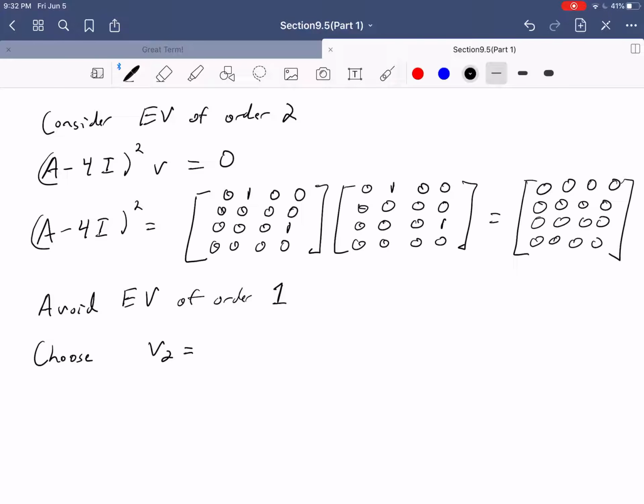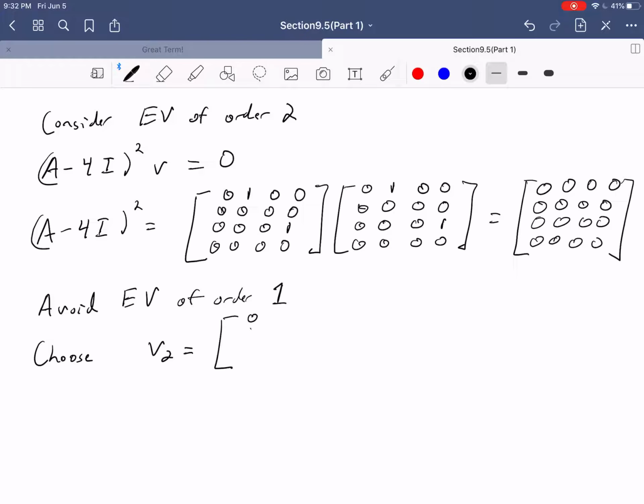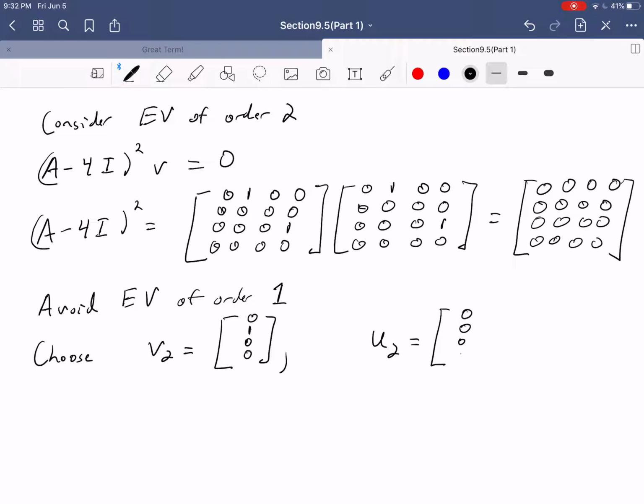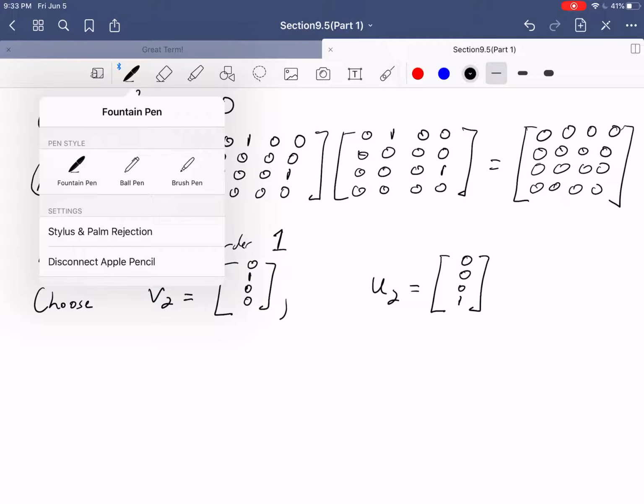So let's choose V2. We said we want to avoid, so [0, 1, 0, 0]. That's definitely not an eigenvector of order 1. And let's also do U2 to be [0, 0, 0, 1]. We just want to avoid that guy. There we go. Now notice that these are definitely linearly independent from each other, and they're definitely not eigenvectors of order 1, so they will be eigenvectors of order 2. Now I'm saying V2 and U2 because we have 2 eigenvectors of order 2 this time. Now we do need to figure out which of these chain to.